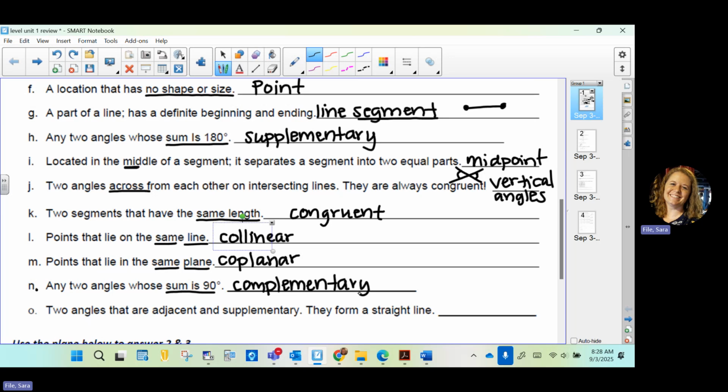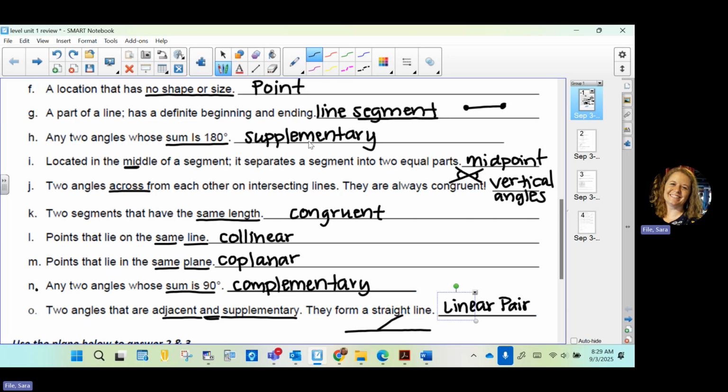And then two angles that are adjacent and supplementary. They're adjacent, meaning they're next to each other, and they're supplementary, meaning they add to 180. So they form a straight line. That would look something like this. These two angles are adjacent, next to each other, they share a side, but they also form a straight line, which is 180 degrees. So they form a line, they are a linear pair, line, linear.